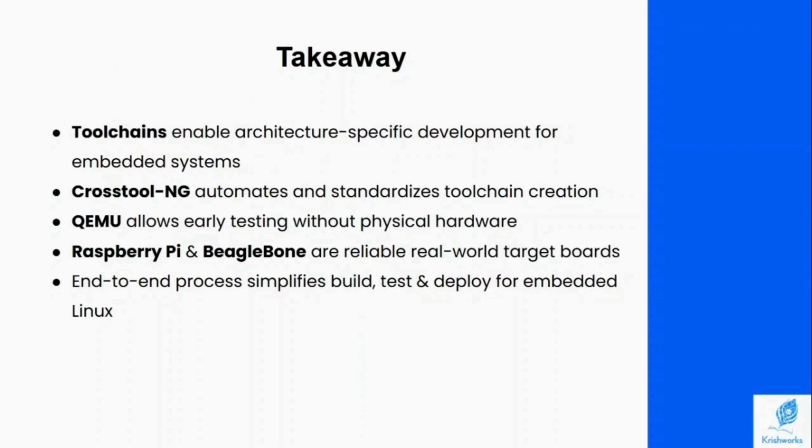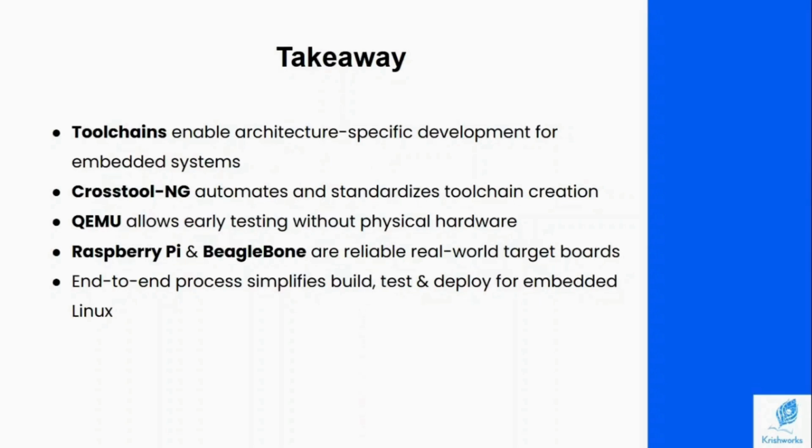As we reach the end, let's quickly recap the key points we have covered so far. At the heart of embedded Linux development is the toolchain. It enables us to build architecture-specific software that runs seamlessly on devices like Raspberry Pi and BeagleBone. We use crosstool-NG because it simplifies what would otherwise be a very complex process. It helps us generate consistent, reliable compilers tailored to our target boards.